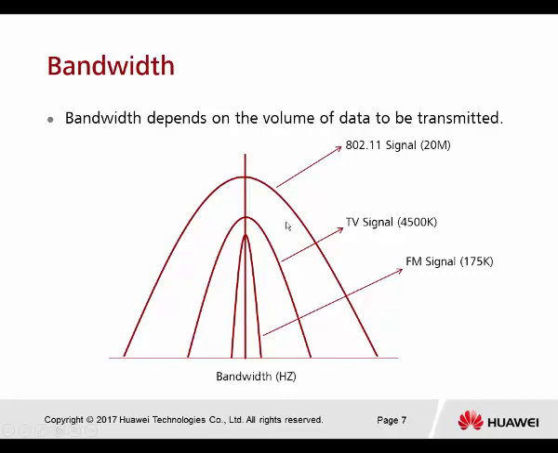Then for the bandwidth, bandwidth depends on the volume of the data to be transmitted. For voice, the FM signal, it only carries very little information. So that's why the channel only carries this frequency. This only has a very small usage. When we go for the TV signal, the TV signal has 4,500 kilohertz. And for our data signal, the signal occupies 20 megahertz.